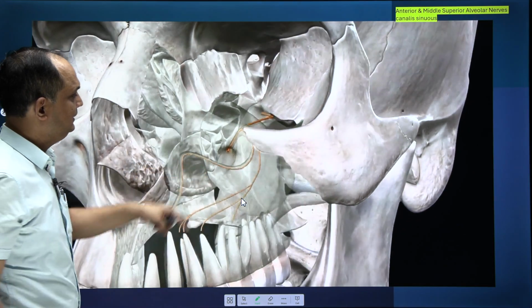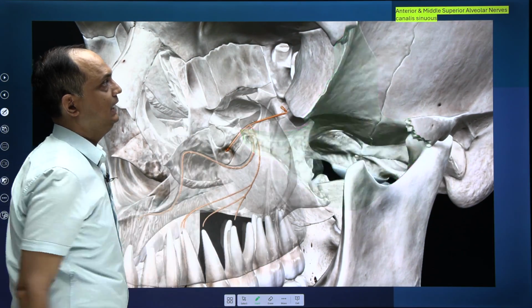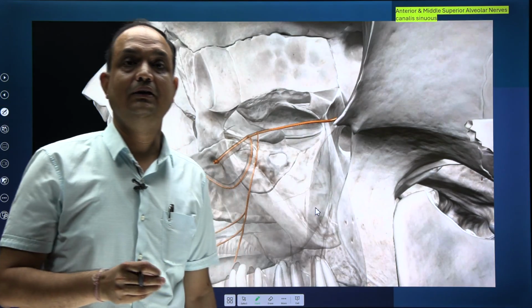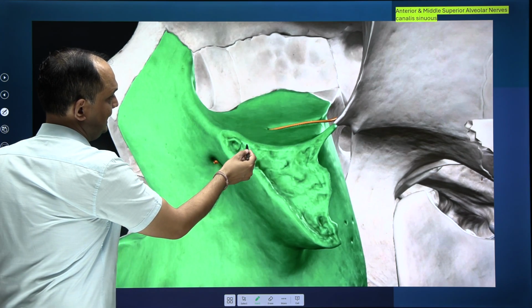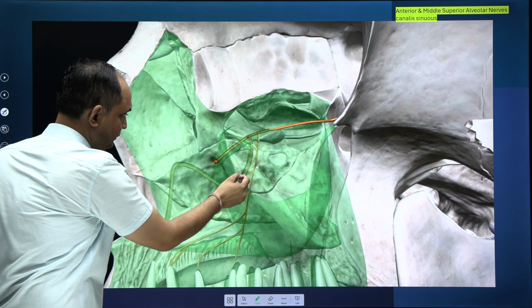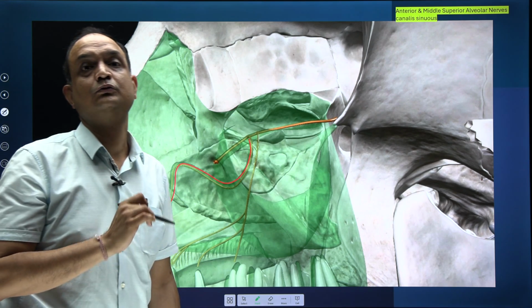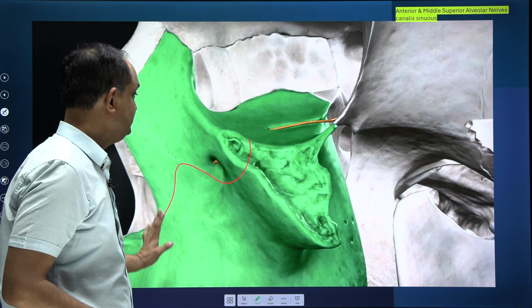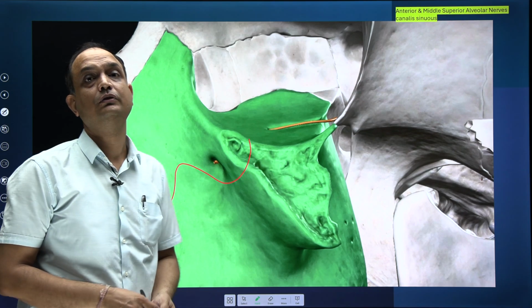Now this anterior superior alveolar nerve runs in a bony canal, and this bony canal is known as canalis sinusus. So this is a question for your exam. What is canalis sinusus? Canalis sinusus is a canal which is present in the floor, and in this floor you can see that there is a nerve. This nerve is the anterior superior alveolar nerve, and the course of the nerve is not visible outside because this canal is deep in the body of the maxilla.